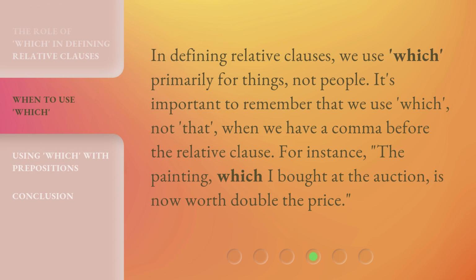In defining relative clauses, we use which primarily for things, not people. It's important to remember that we use which, not that, when we have a comma before the relative clause. For instance, the painting, which I bought at the auction, is now worth double the price.